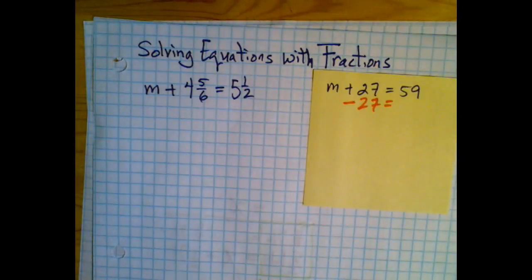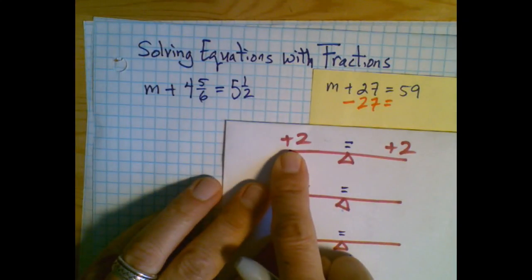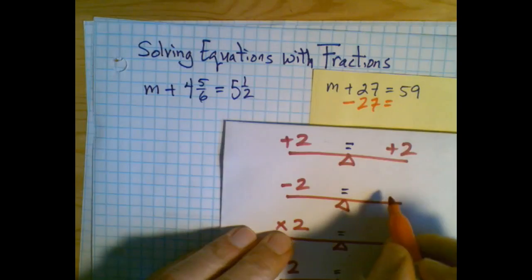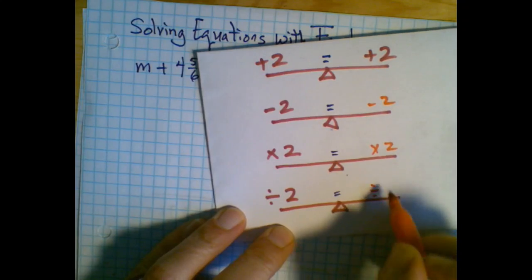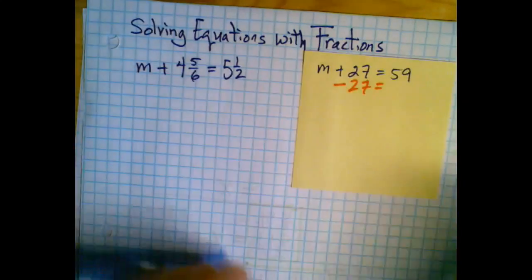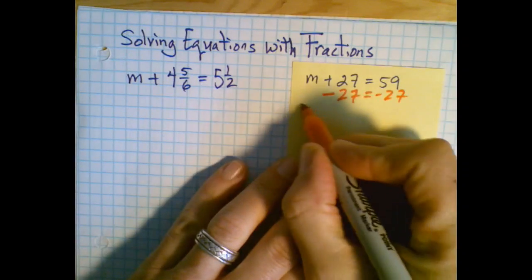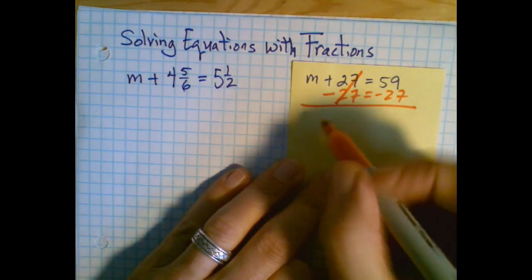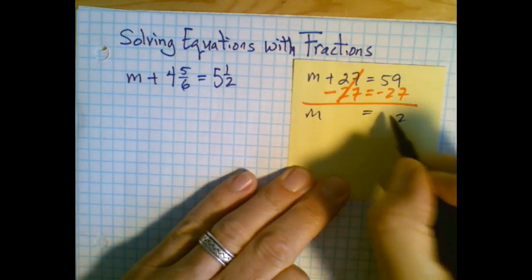No, because one of my other rules I always have to remember is that whenever I do anything to one side of an equal sign, I have to do the same to the other side, whether I'm adding 2 to both sides, subtracting 2 from both sides, multiplying by 2, or dividing. I always do to both sides of the equation what I do to one. So if I subtracted 27 from this side, I'll subtract 27 from this side. The beautiful thing about this is this cancels those terms out, and I'm left with m equals, in this case, 32.